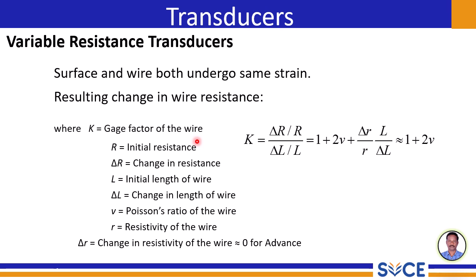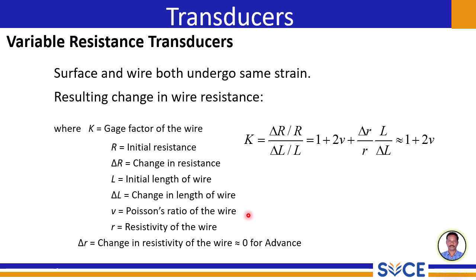R is the initial resistance of the unstrained wire. Del R is the change in resistance of the wire due to the applied strain. This is the quantity we measure. L is the initial length of the wire. Del L is the change in length of the wire due to the applied strain. The ratio del L by L represents axial strain. Nu is the Poisson ratio of the wire material.